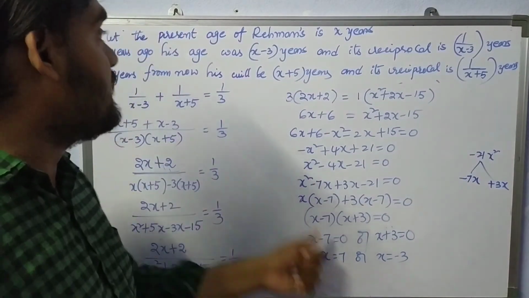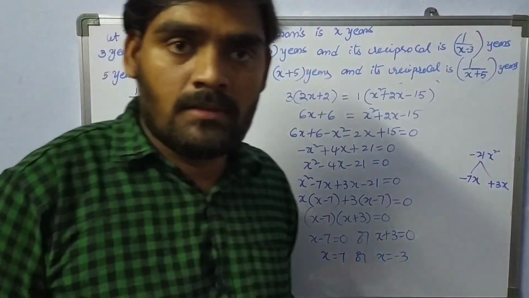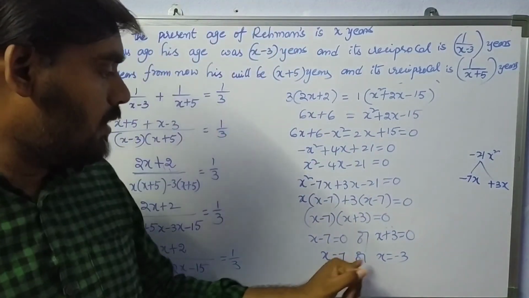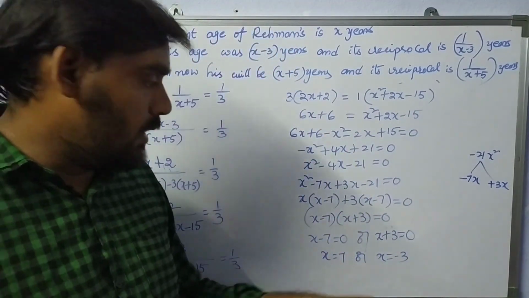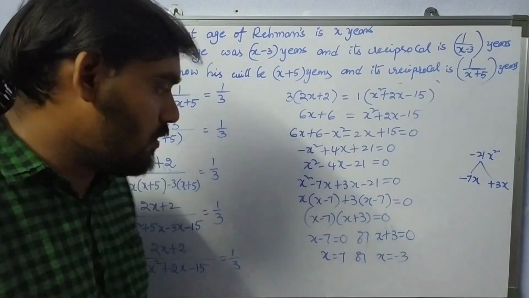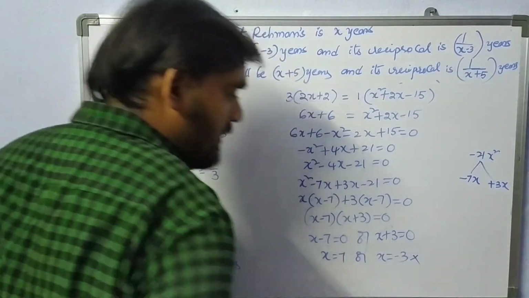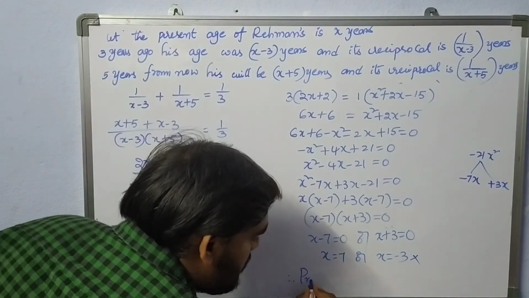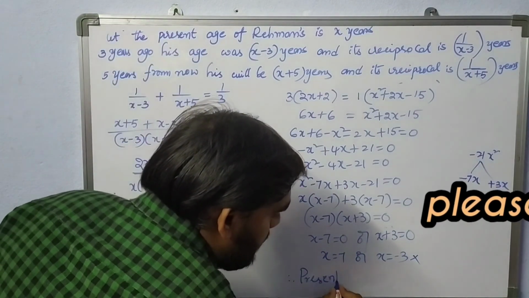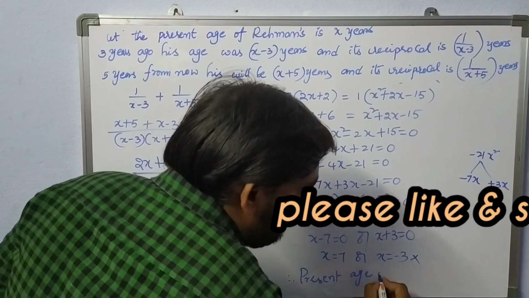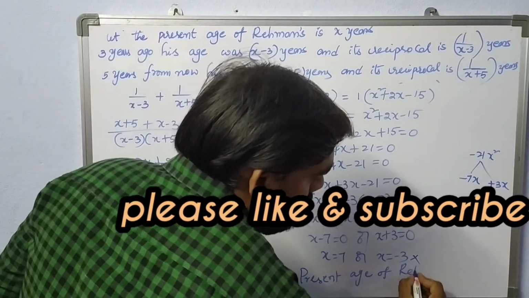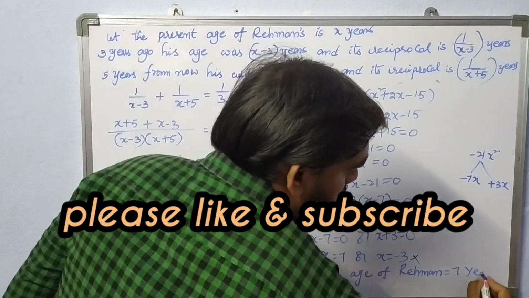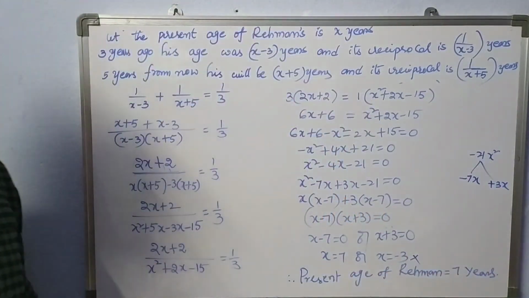See, x is nothing but the present age of Rahman. So ages are always positive numbers only. They won't be negative numbers. So here we should not take this one. We have to take this one only. Therefore, the present age of Rahman is equal to 7 years. Once check this one.